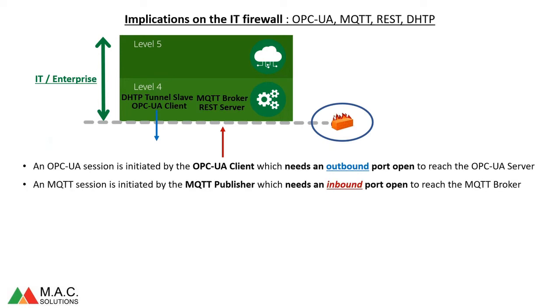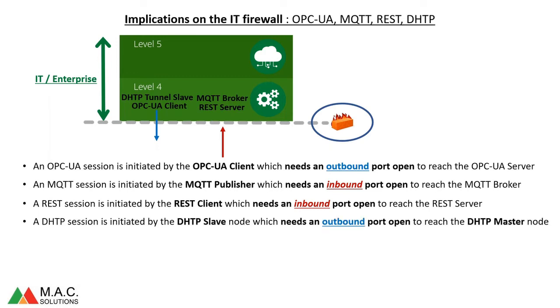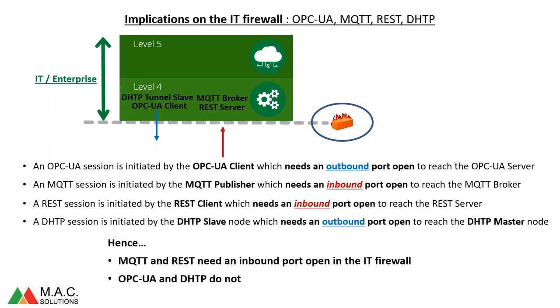The MQTT session is being published upwards to the broker, and the REST client is pushing up to the REST server. So both of those need inbound ports on the IT firewall. The Data Hub Tunneling Protocol, if you put the slave on the IT side, is again making an outbound port. So MQTT and REST need inbound ports, and OPC UA and Data Hub Tunneling Protocol do not.